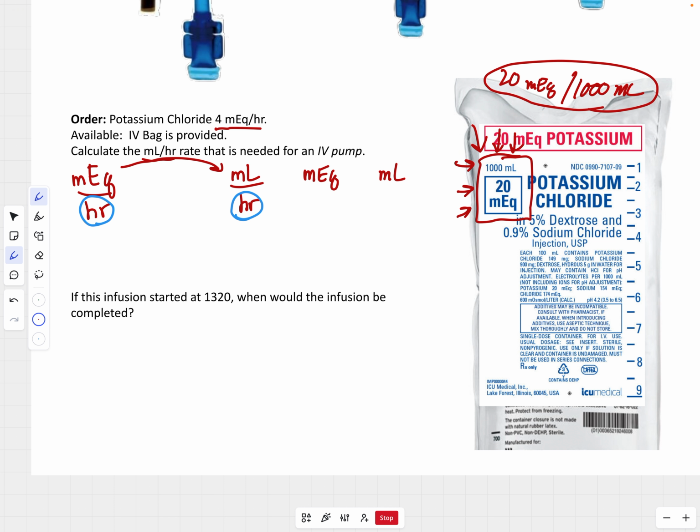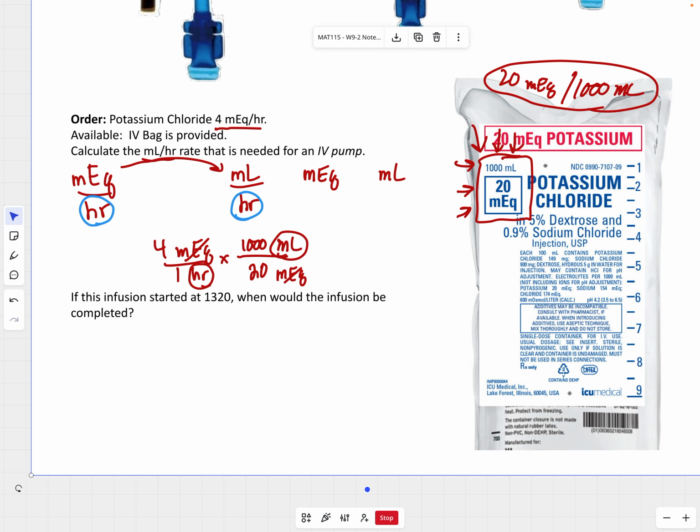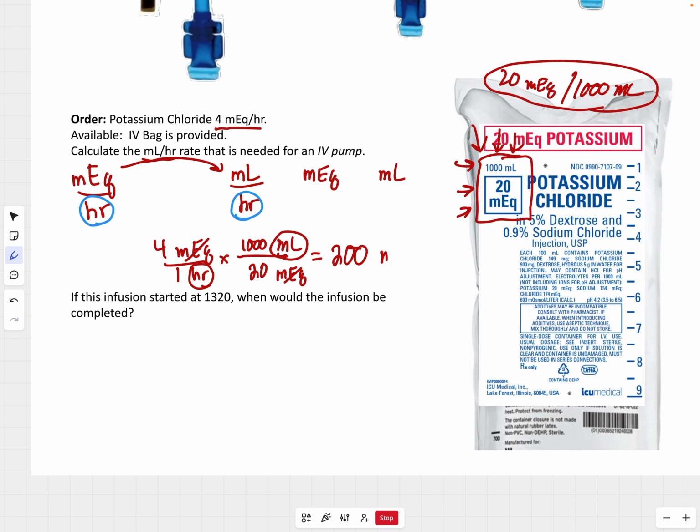So I'm going to do my dimensional analysis. I'm going to start with what I want to change. 4 milliequivalents in 1 hour. I am multiplying by a conversion factor, specifically the one where I can turn those milliequivalents into milliliters. The milliequivalents will cancel. I will be left with milliliters per hour, which is exactly what I want. There are 1,000 mLs in this bag and 20 milliequivalents. When I multiply the numerators, I get 4,000. I divide that by 20. I should get 200 milliliters per hour.